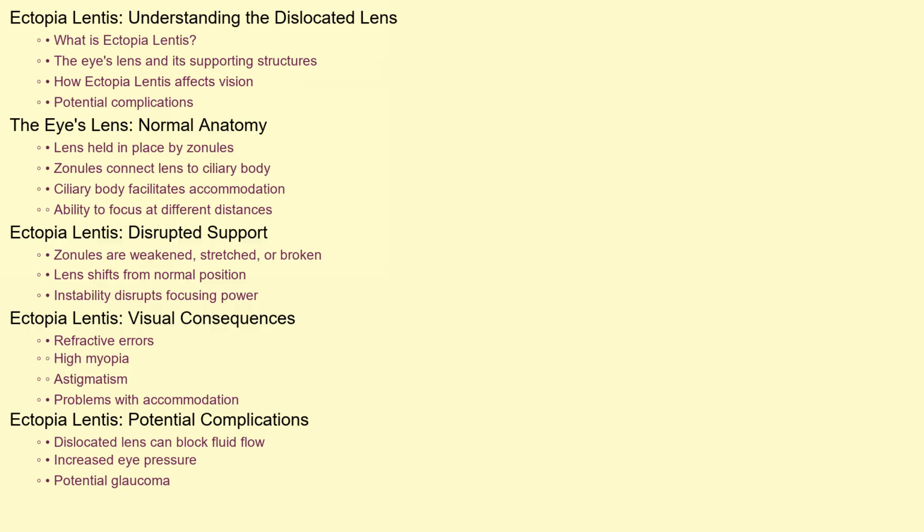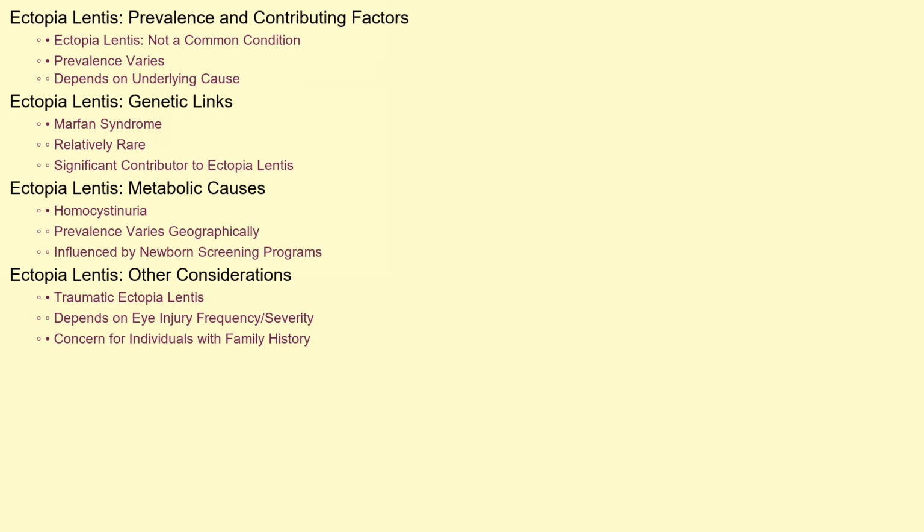The displacement can lead to significant refractive errors, such as high myopia, astigmatism, and problems with accommodation. In severe cases, the dislocated lens can block the flow of fluid in the eye, leading to increased pressure and potentially causing glaucoma. Ectopia lentis, particularly when linked to genetic disorders, isn't necessarily a common condition, but its prevalence varies depending on the underlying cause.